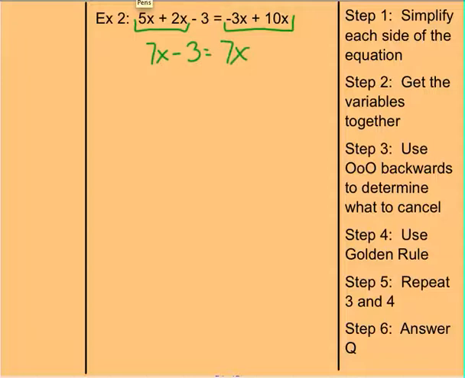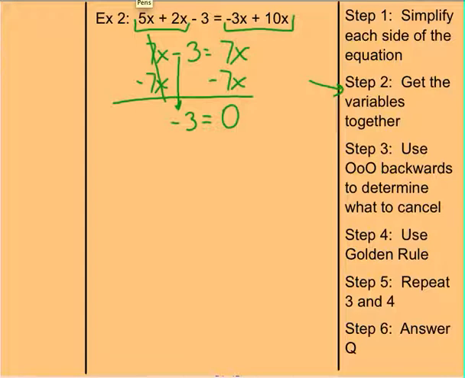Again, some of you might be able to figure out what's going on here, but we're going to follow step 2, get our variables together. So I'm going to cancel 7x by subtracting it. So on the left-hand side, 7x minus 7x cancels, leaving me with a negative 3. Don't lose your negative sign. And on the right-hand side, 7x minus 7x cancels as well. Cancels to what? Well, what happens when you do 7 minus 7? If you have 7 x's and you take away all 7 x's, you have 0 left.